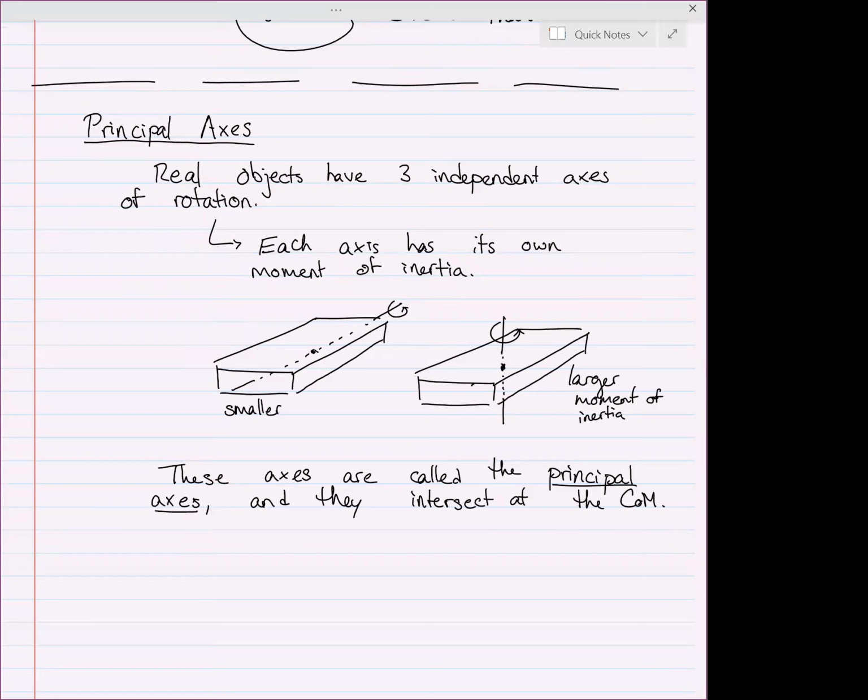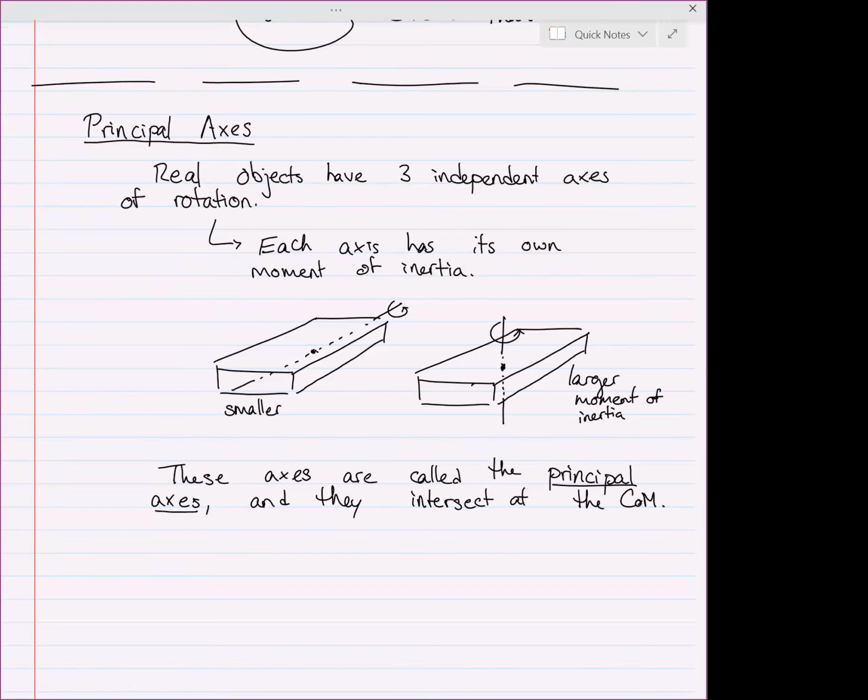Now, for more complicated objects, those axes might not be obvious to figure out, but there is a method to doing it. But for simple objects like a cube, or a rectangle like this, or a rod, it's more straightforward. You can kind of just guess what they are based off of the shape. But the bottom line is that you have three perpendicular axes, all of which pass through the center of mass, and they all have different moments of inertia.